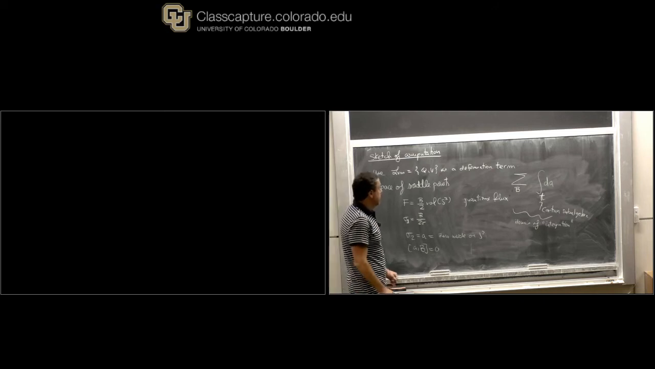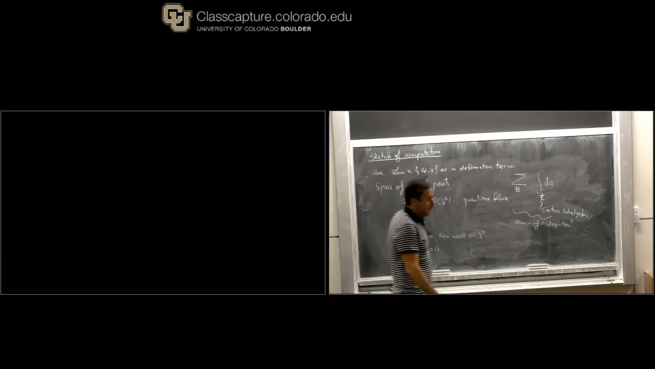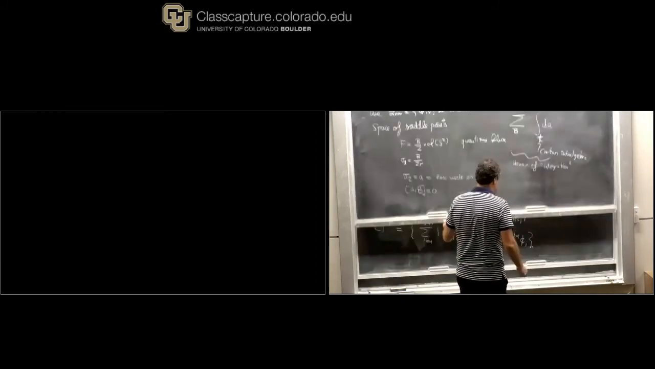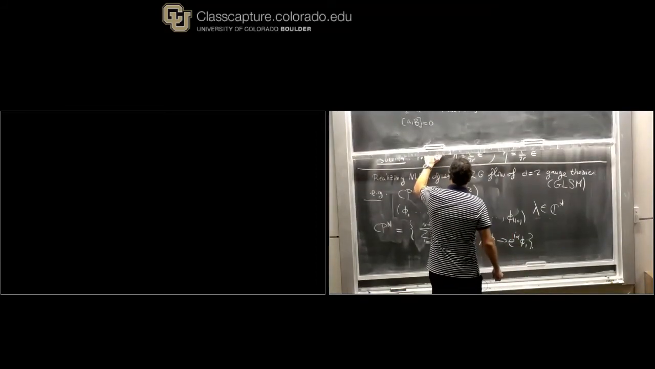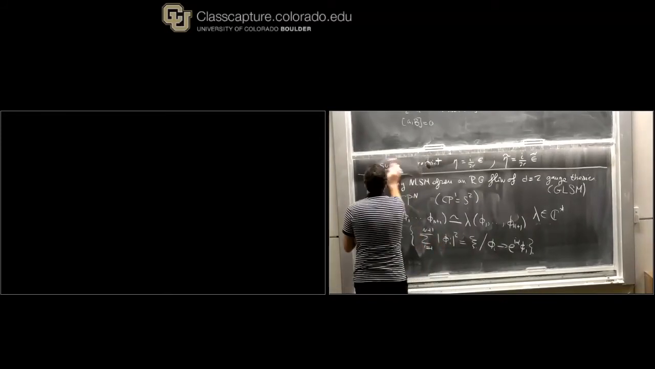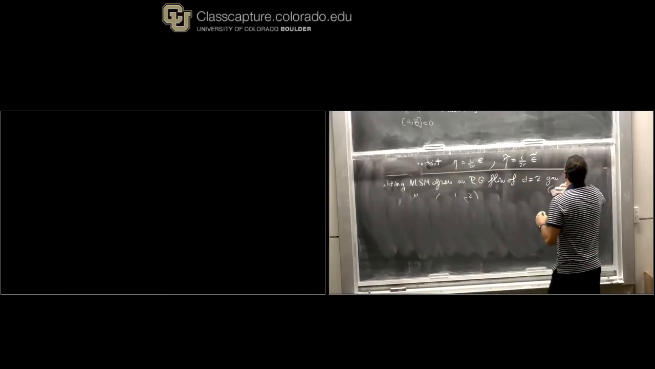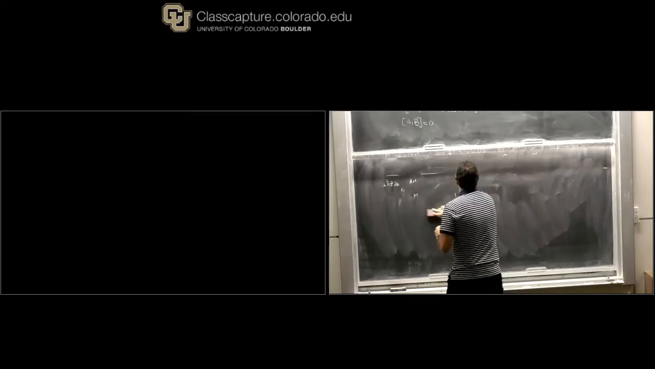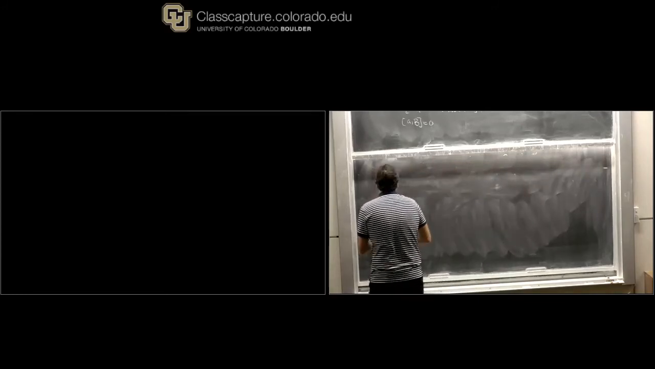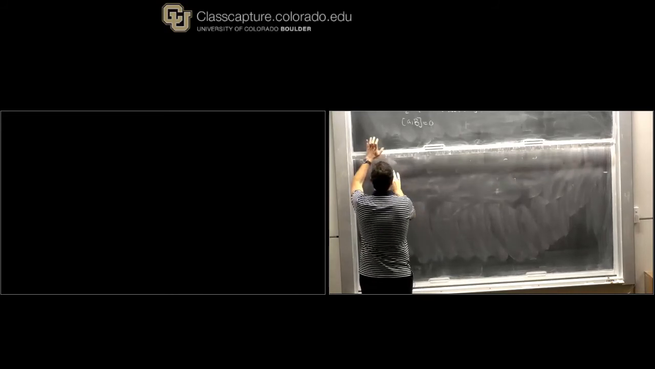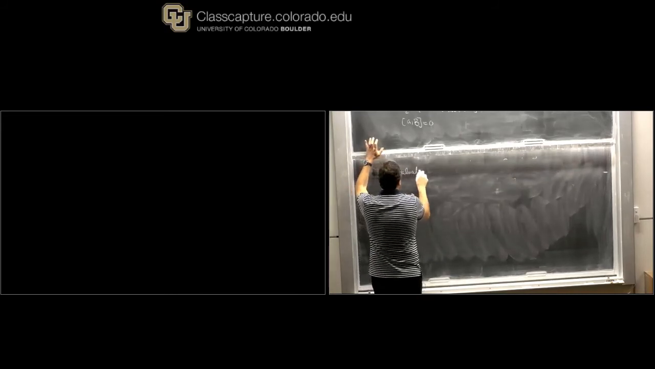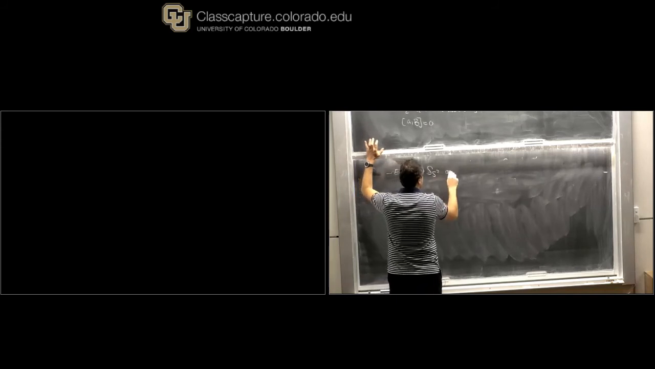Now, what is the next step? We have identified the saddle points. Now we have to do two things. We have to evaluate the action on the saddle points. Well, that's the easy part. Remember the recipe of localization: we have to evaluate the Lagrangian on the two sphere on the saddle points.